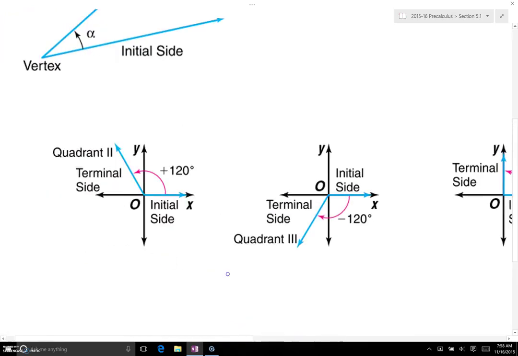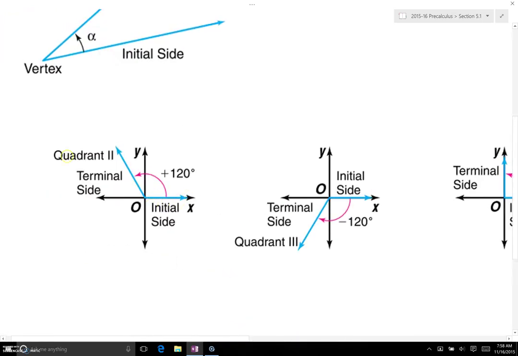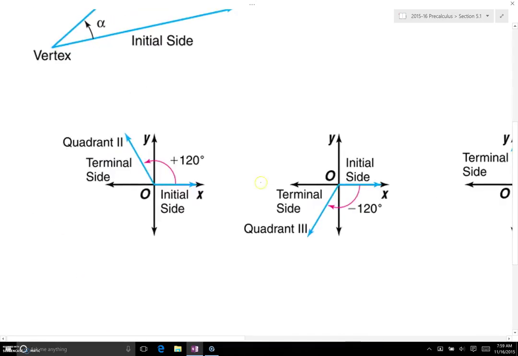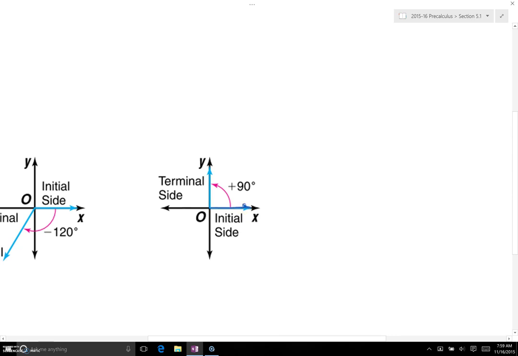So here we have a couple of examples. We have the initial side on the x-axis, and then we're measuring towards the terminal side, again counterclockwise, 120 degrees. Here we have the initial side again on the x-axis, but we're measuring clockwise, and so you can see the angle is negative. So if we measure something clockwise, we give it a negative sign to indicate that we're measuring in the opposite direction. And then again here we have our initial side on the x-axis and our terminal side on the y-axis, and those are 90 degrees apart. We're measuring counterclockwise, so it's positive.